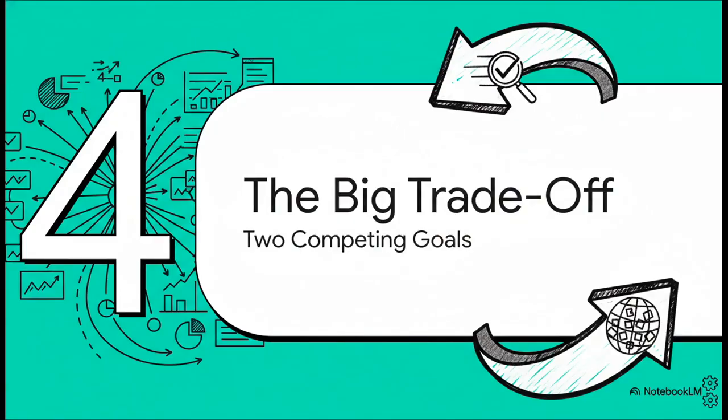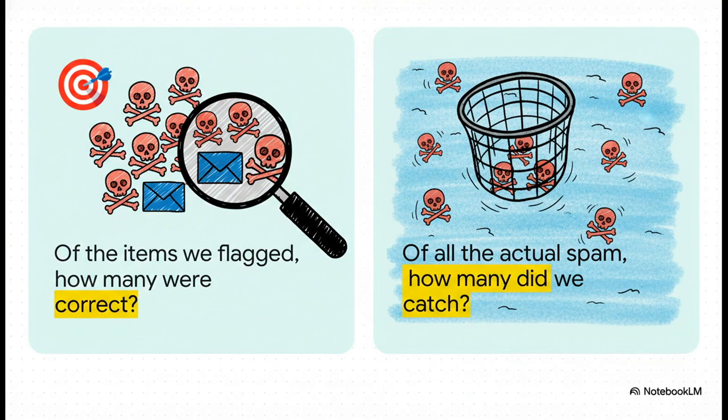Okay, section 4, the big trade-off. This is exactly why accuracy alone isn't enough. We need smarter ways to measure what's going on. And this brings us right to the heart of the matter, to this constant tug of war that every single classification model faces. And that tug of war is between two ideas, precision and recall.